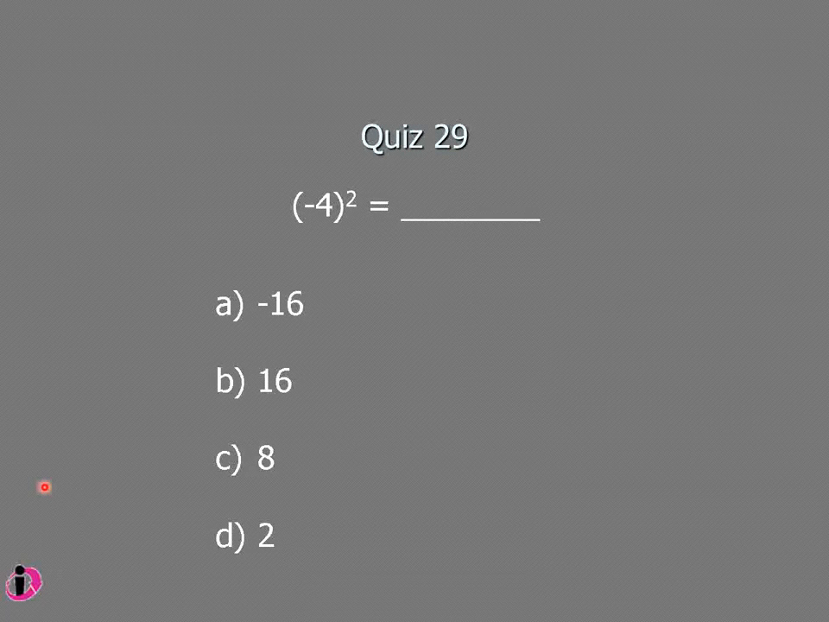Negative 4 whole square is 16, because your negative sign is under the square. So you are basically squaring the whole thing, which is like negative 4 times negative 4, which makes 16, and then there are 2 negative signs, that makes positive, right? So the right answer is B here.